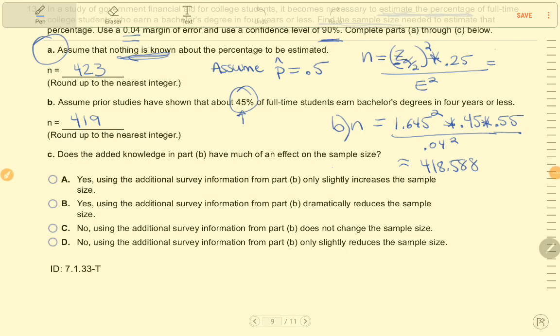Does the added knowledge in Part B have much of an effect on the sample size? Well, it's only 4 people fewer that we need. I mean, we do need less information when we have prior information just as a starting point. So it is less, but is there really a big difference between 423 and 419? I don't think so. I would say no. Using the additional survey information only slightly reduces the sample size. So that's the best answer there, because clearly it changes the sample size, but it's not a lot of a change. So I'm going to go with that.